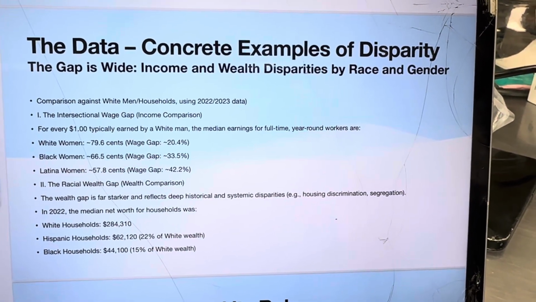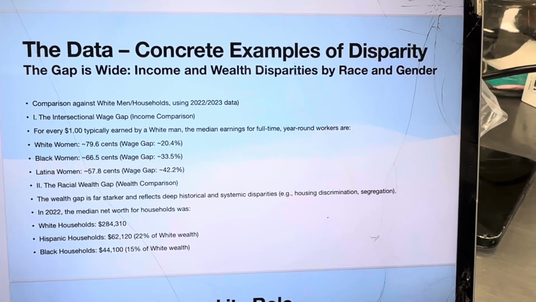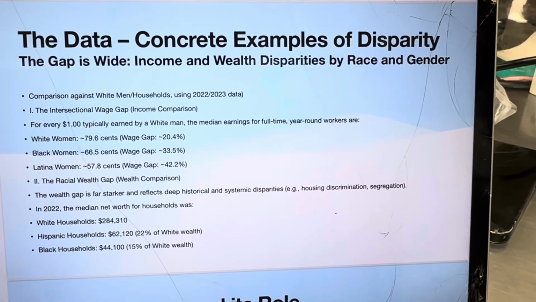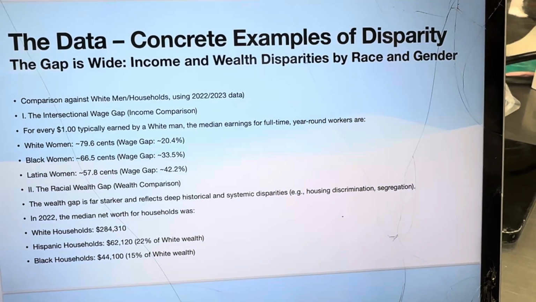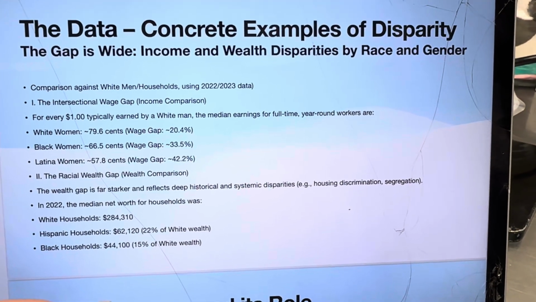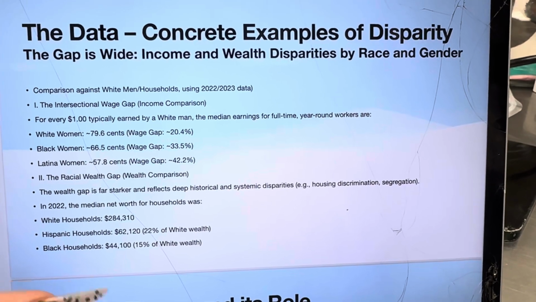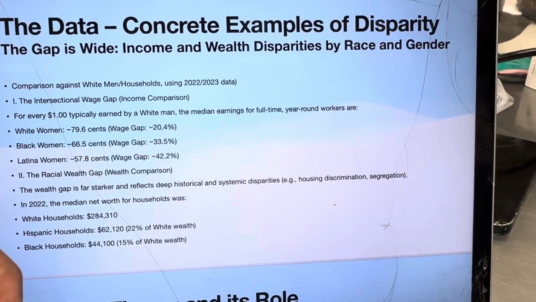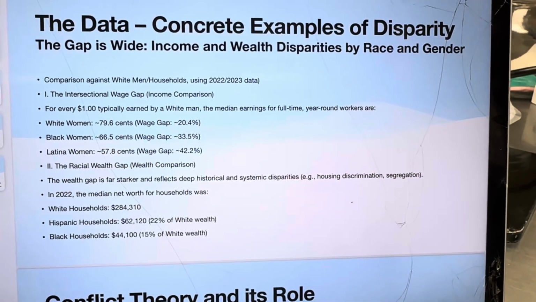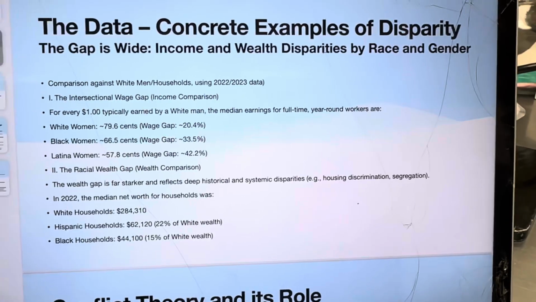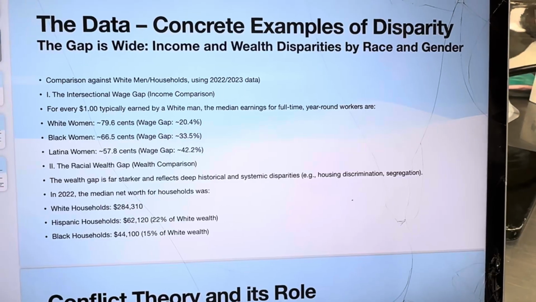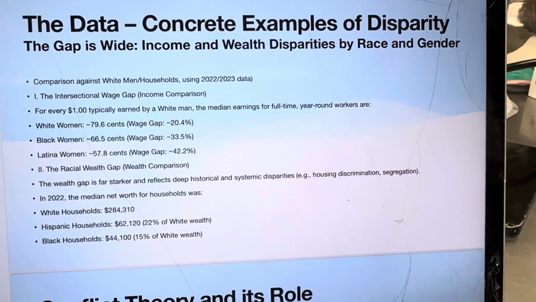For example, for every $1 typically earned by a white man, the median earnings for full-time year-round workers are about 20% less for white women, 33% less for Black women, 42% less for Latina women, and white households usually make about $200,000 or more, Hispanic $62,000, and Black households about $44,000.